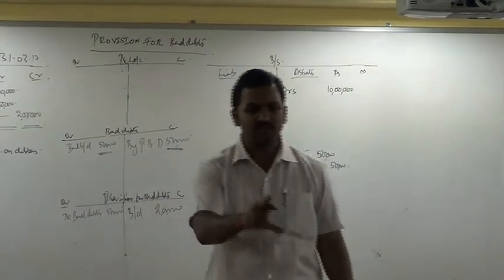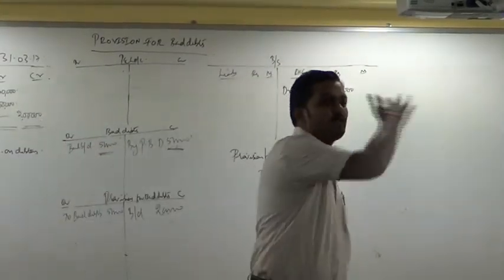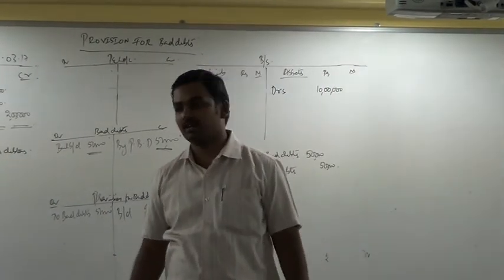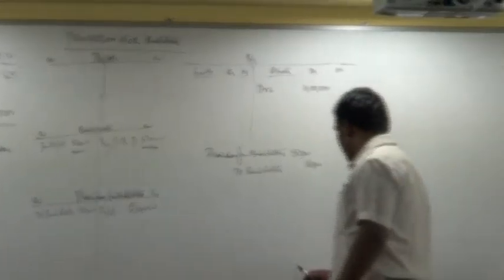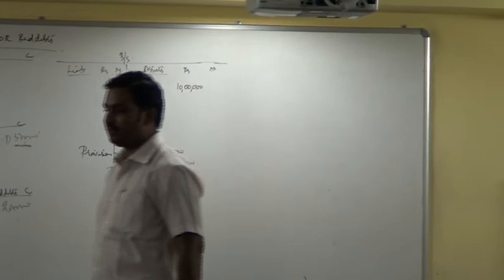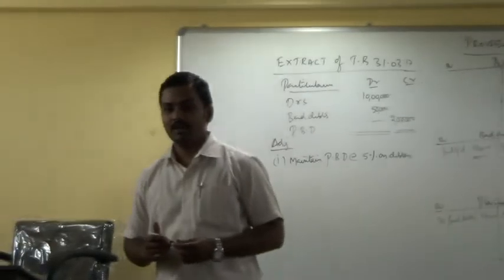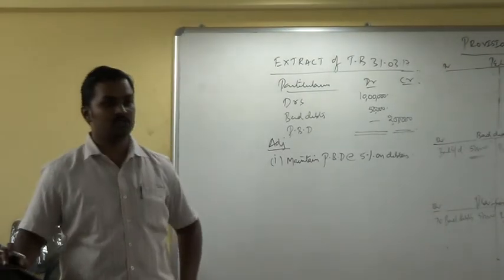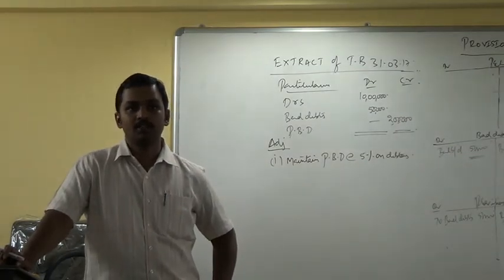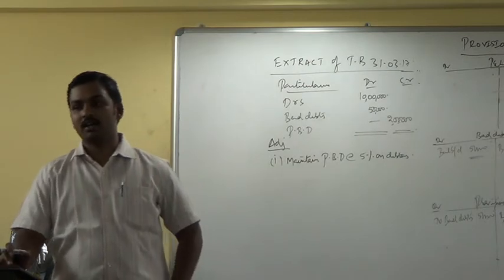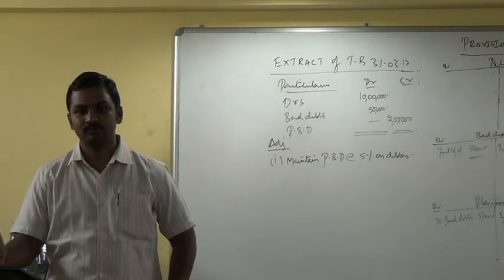But we need totally only 50. We need 50. We have 150. What we should do? Excess provision should be returned to the profit and loss account. Working note. Calculation of the amount to be debited or credited to the profit and loss account to maintain necessary provision.